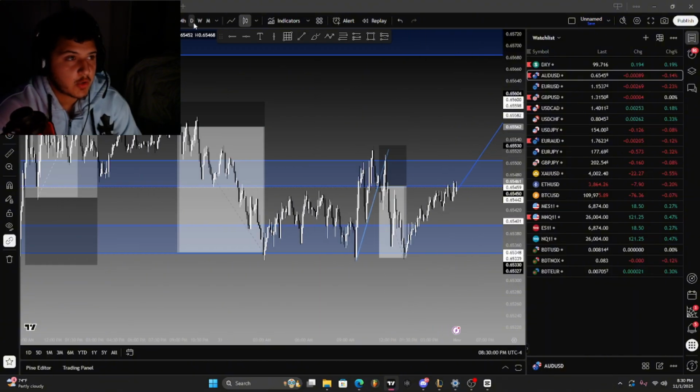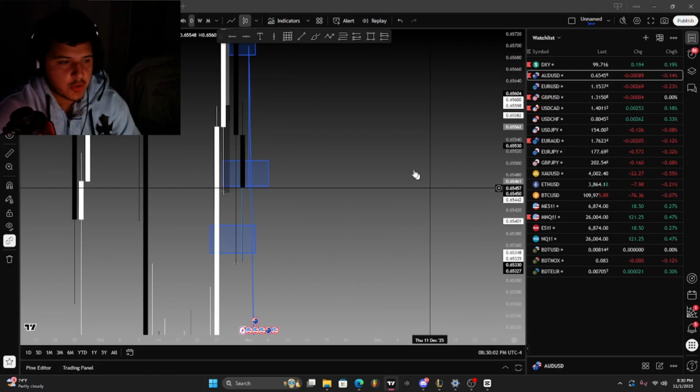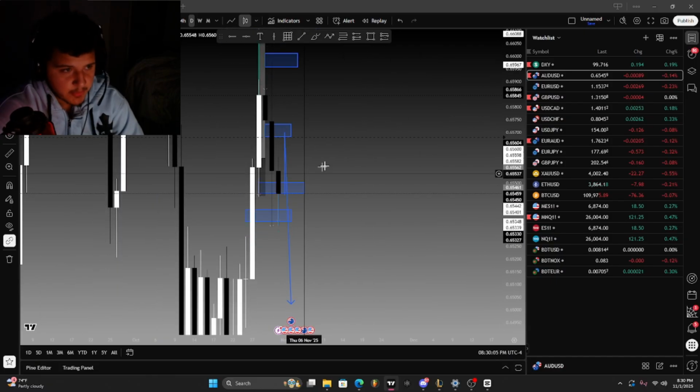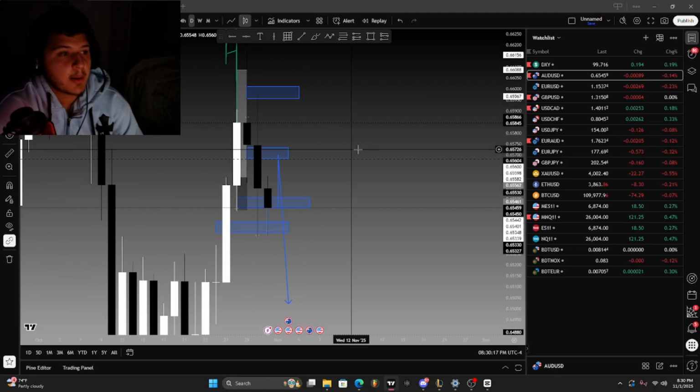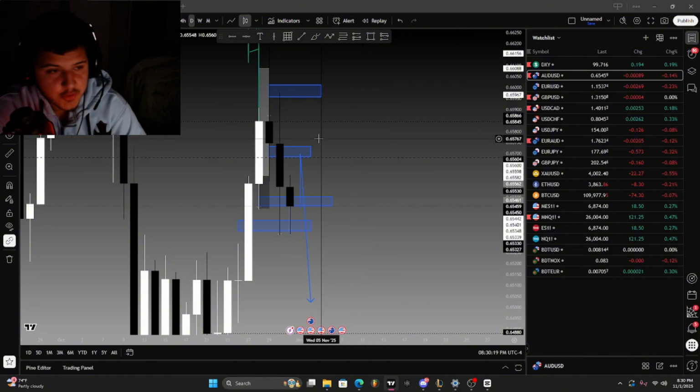So I go on the daily time frame. We do time frame analysis top down. We go daily, 4 hour, 1 hour, then 15 minute or 5 minute to look for your entry. We look for our entries on the 15 or 5 minute time frame. But first, start off on the daily.